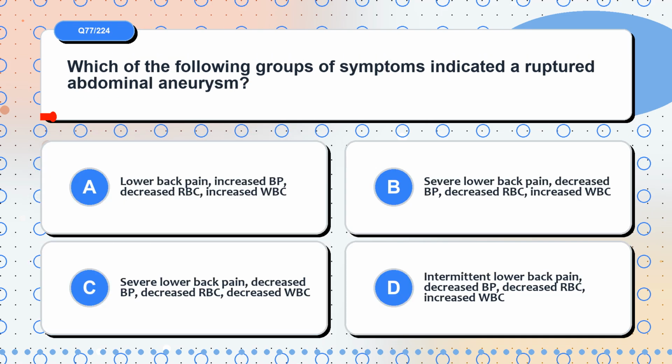Question 77. Which of the following groups of symptoms indicates a ruptured abdominal aneurysm? Here are the options. Option A. Lower back pain, increased BP, decreased RBC, increased WBC. Option B. Severe lower back pain, decreased BP, decreased RBC, increased WBC. Option C. Severe lower back pain, decreased BP, decreased RBC, decreased WBC. Option D. Intermittent lower back pain, decreased BP, decreased RBC, increased WBC.